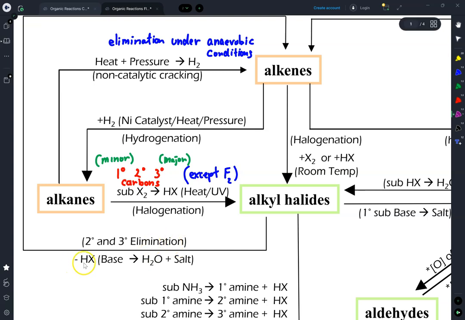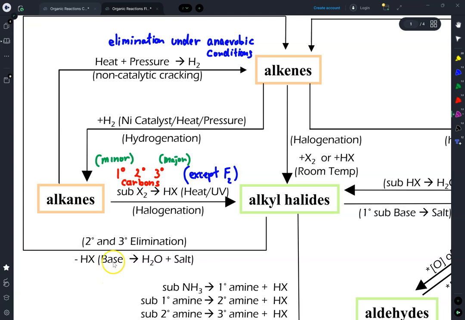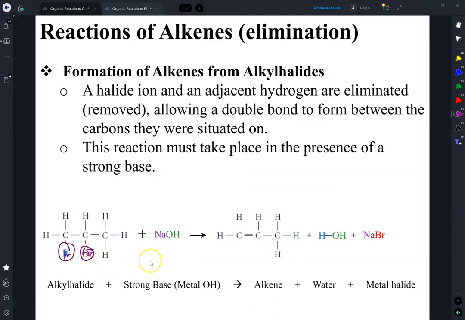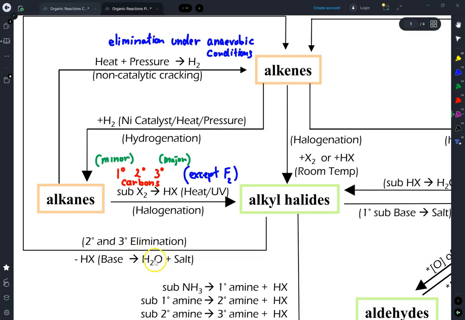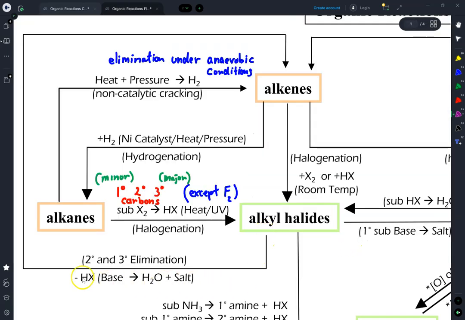By removing a hydrogen and a halogen, so the HX, we're going to remove them. In the presence of a strong base, so that was sodium hydroxide in this case, we end up producing water and the salt, also known as the metal halide. So there's the water and the metal halide salt. And of course, the alkene is produced.